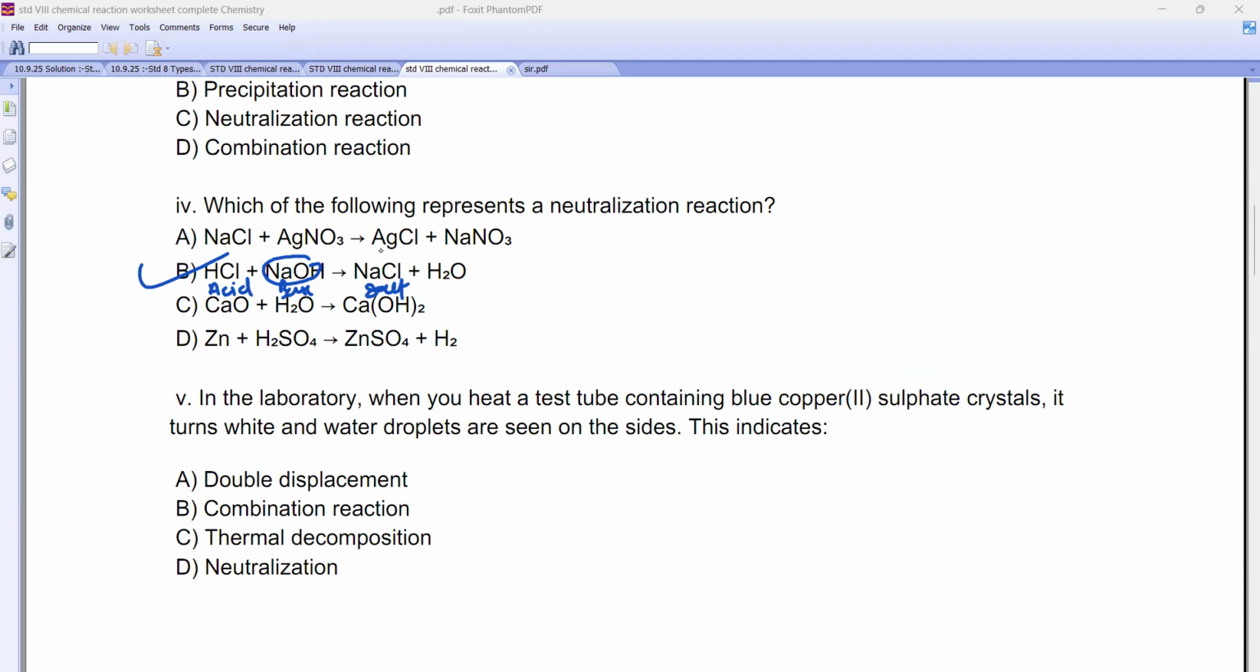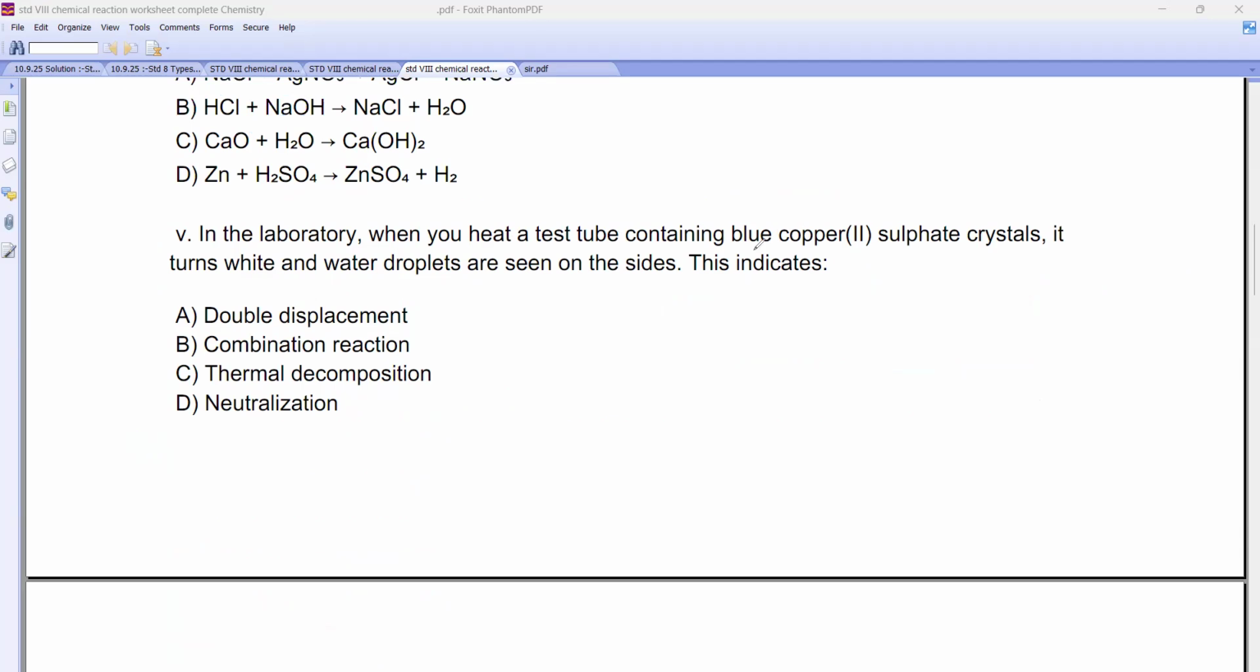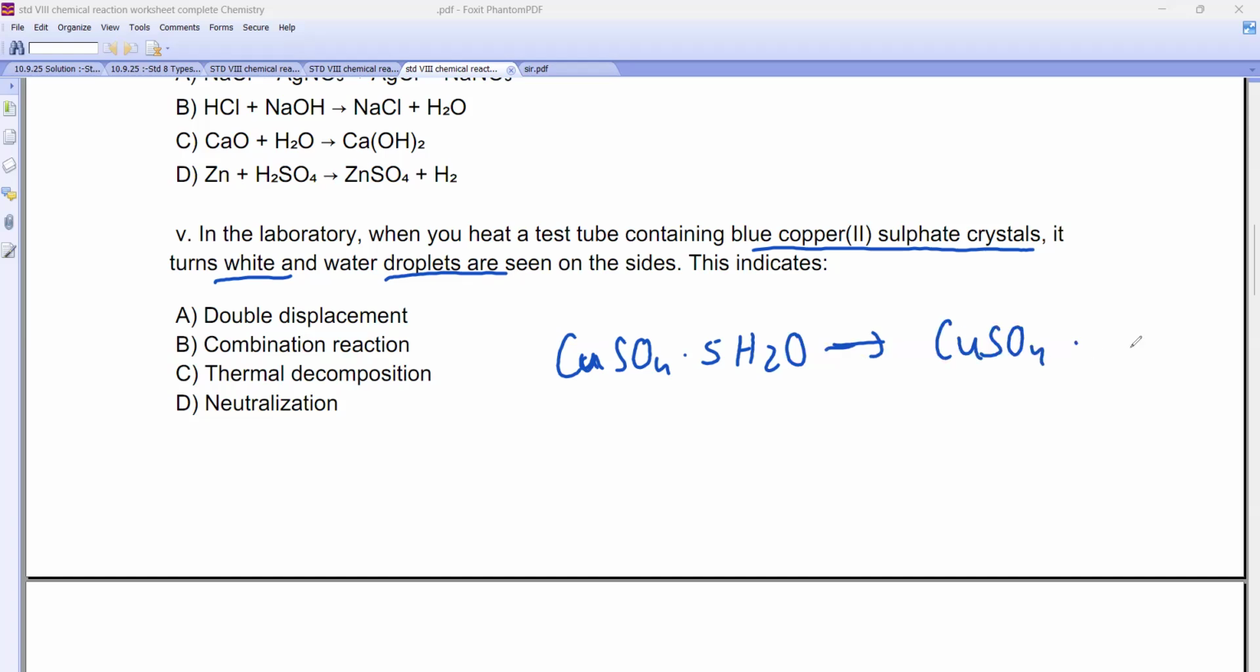In the laboratory, when you heat a test tube containing blue copper sulfate, it turns white. Water droplets. Remember, beta, hydrated copper sulfate when you heat it, what will happen? It will decompose to give you copper sulfate plus 5 water. So this is which reaction? Thermal decomposition. Heating, so thermal decomposition.